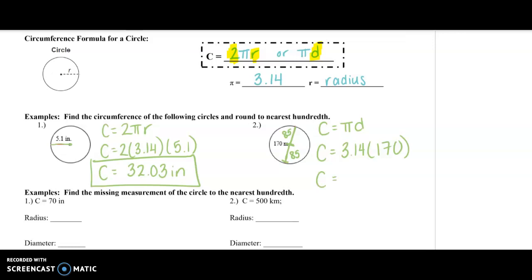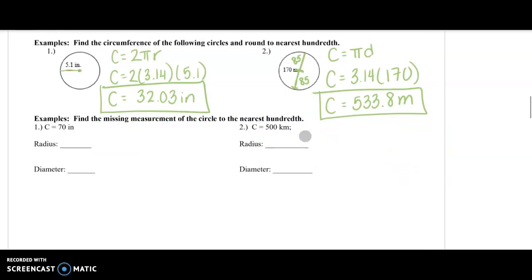And you would be left with a circumference of 533.8 meters. Okay? So now we have 2 more examples. These are a little different. It says find the missing measurement of the circle to the nearest hundredth.